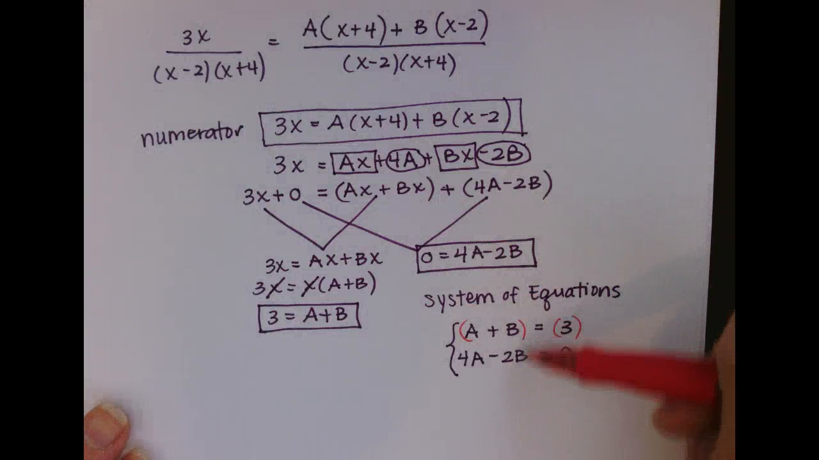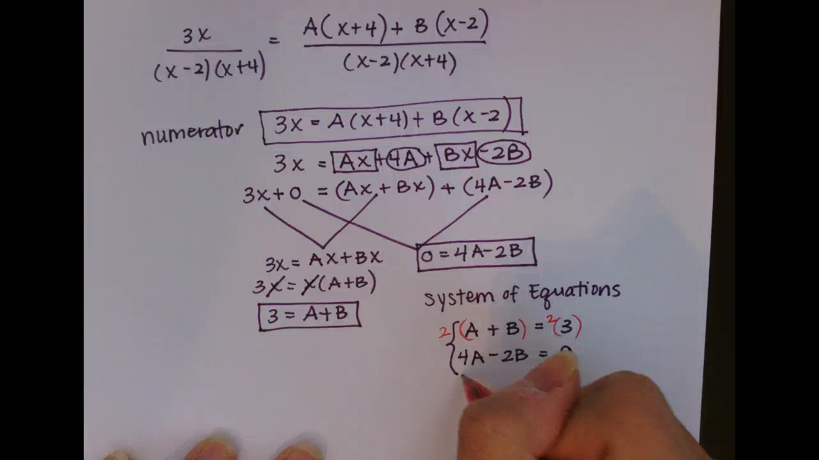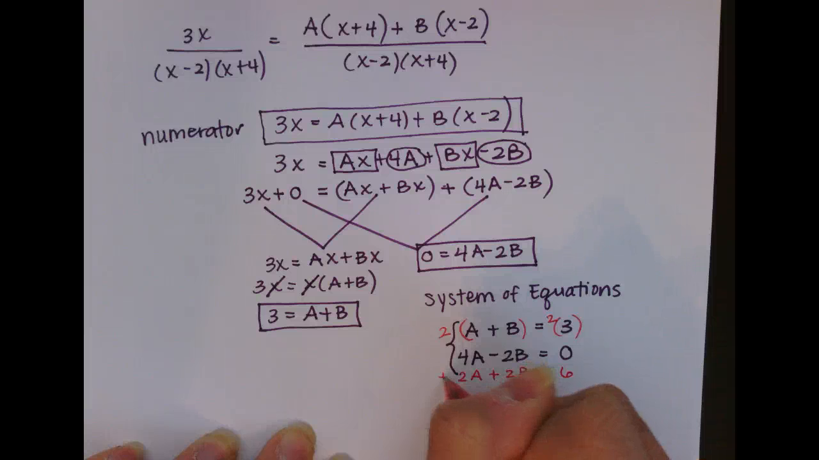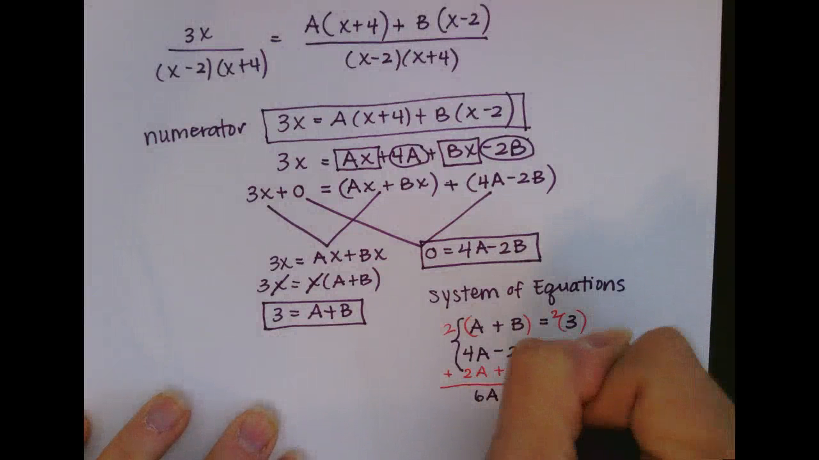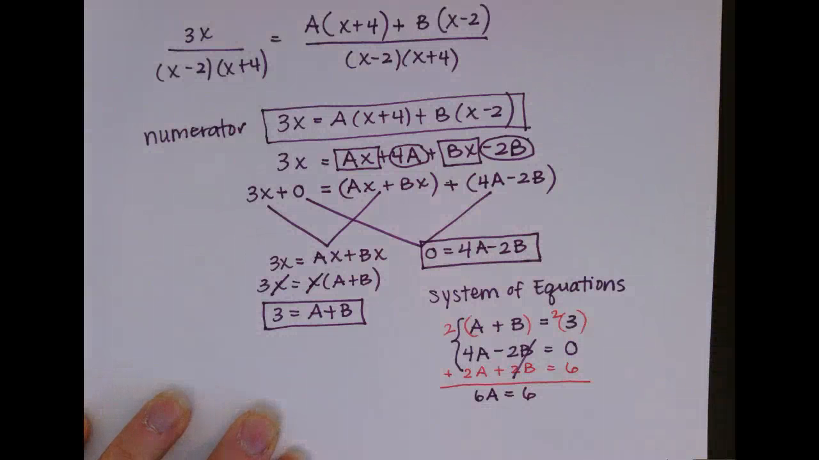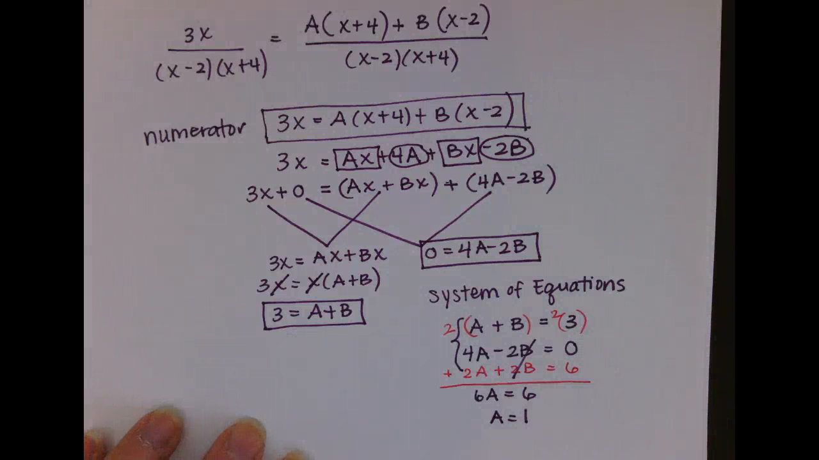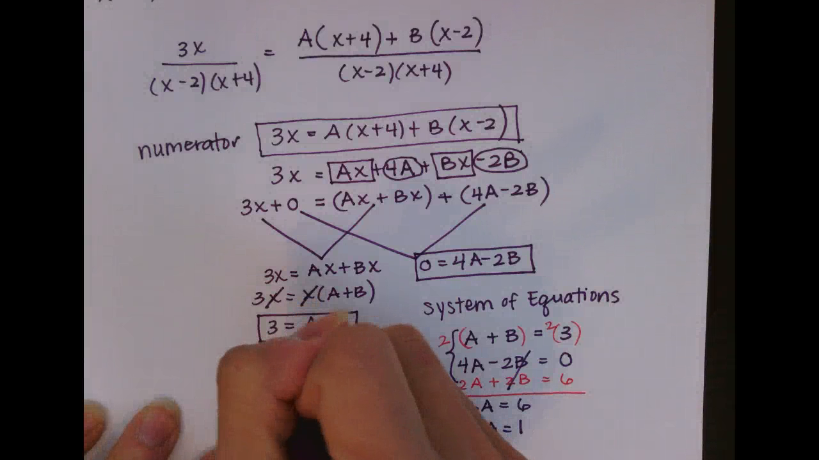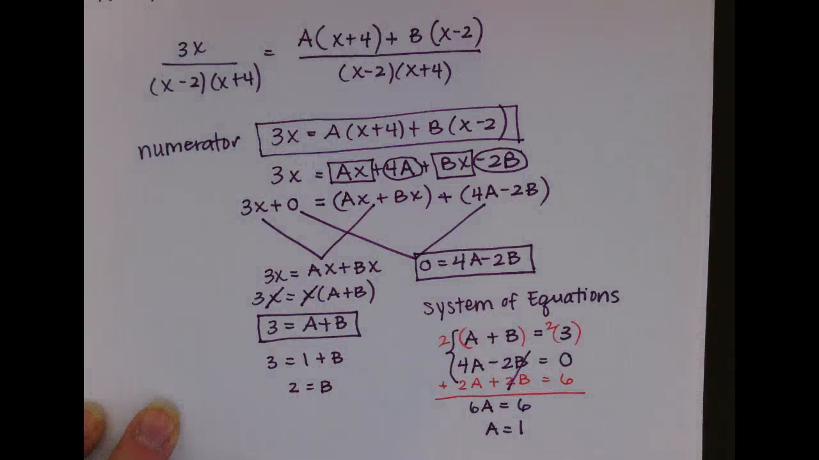I want these two to add up to be 0. So I'm going to multiply my entire first equation by 2, giving me 2a plus 2b equals 6. And then I'm going to add those two equations together. So that gives me 6a. This variable was eliminated, which is what we want, equals 6. And therefore, I know a has to equal 1. We can use this equation right here to figure out b, where it looks like b has to equal 2.